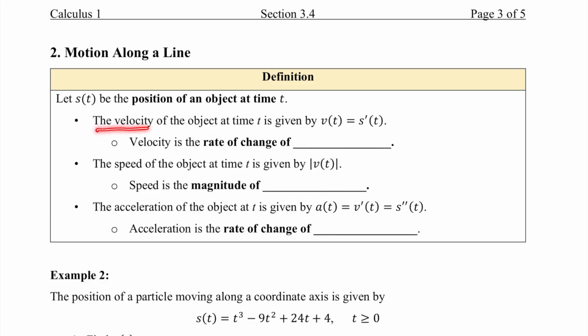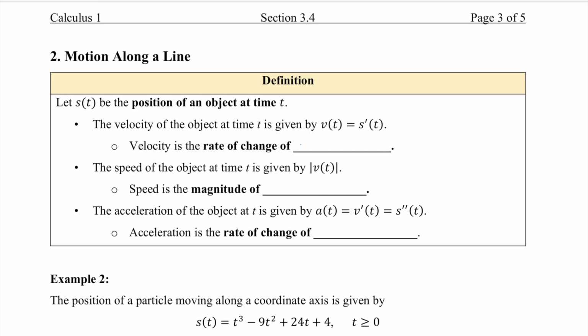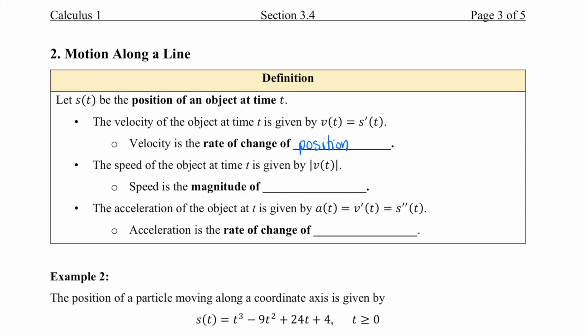The velocity of the object at time t is given by v of t equals s prime of t. This means the velocity is the derivative of the position. In words, velocity is the rate of change of position. So velocity tells us how fast the position is changing and also the direction of motion.